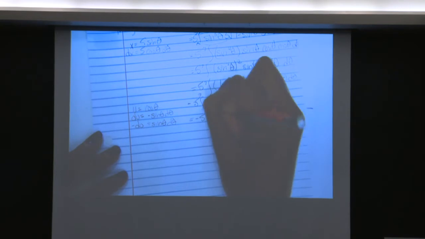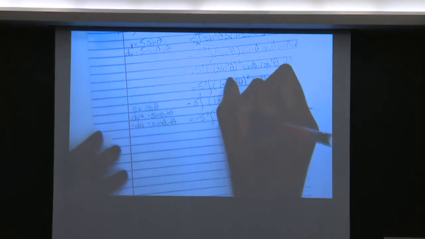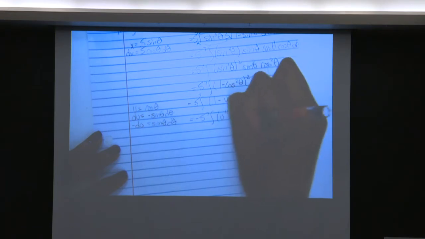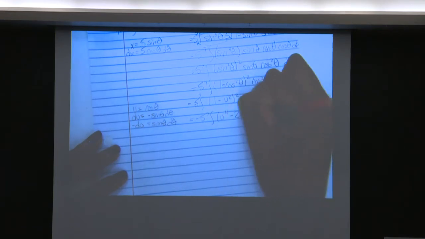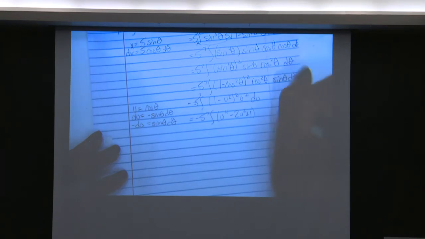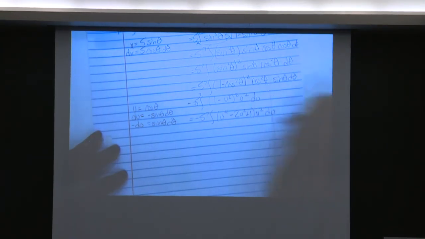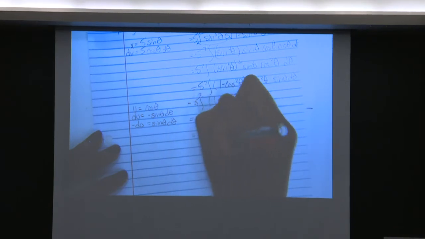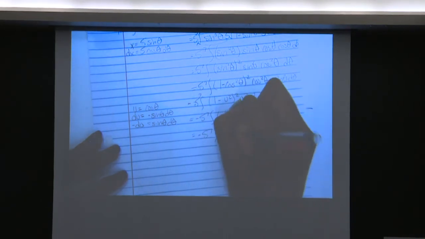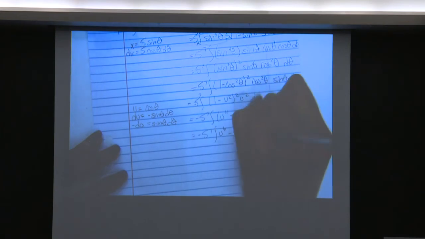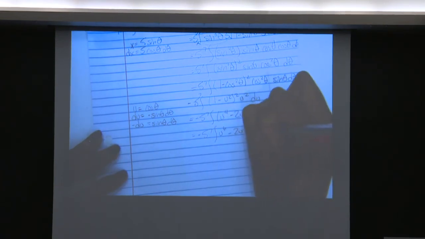Negative 5 to the 7th times (u to the 4th minus 2u squared plus 1) u squared du. This is just our basic algebra. Negative 5 to the 7th. And just simplify this so we can go on to take the antiderivative of this.